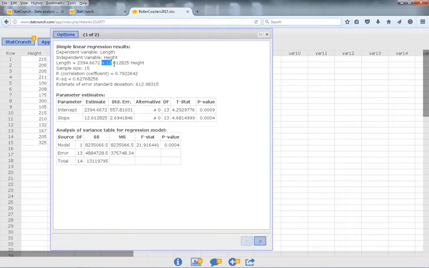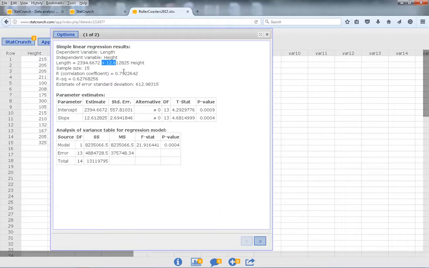Now, what if we wanted to go back and do an interpretation of the slope? Okay, so it's positive. Let's just call it 12.6. So as height goes up, length, because this is positive, is going to go up, and it's going to go up 12.6 units in length every time height goes up by 1. So I could write that as, for each additional foot in the height of the hill of the roller coaster, the track length increases by 12.6 feet.